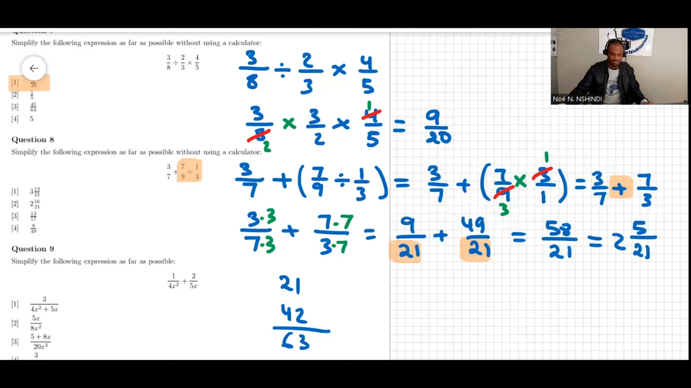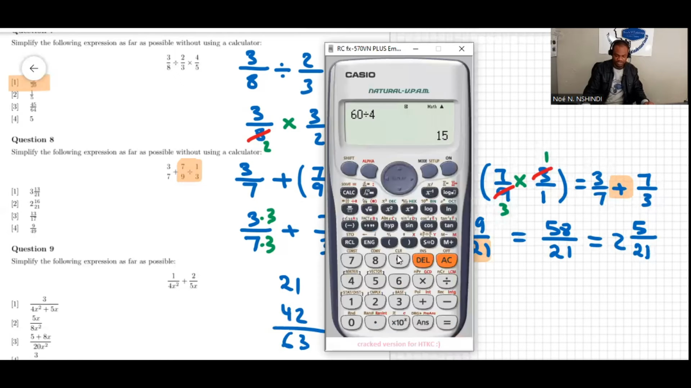5 over 21. Now let's look here. Here they say 16 over 21. I don't really think it is correct, but let's check in the calculator.